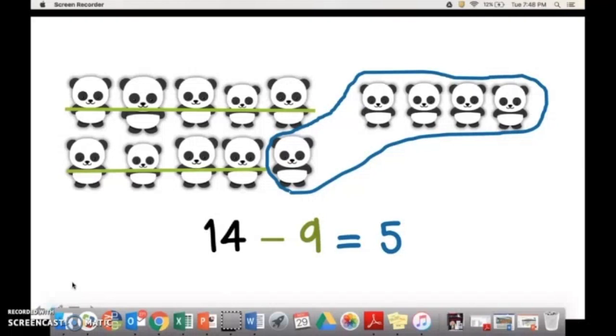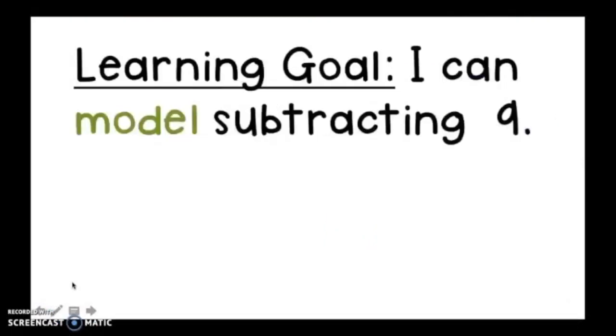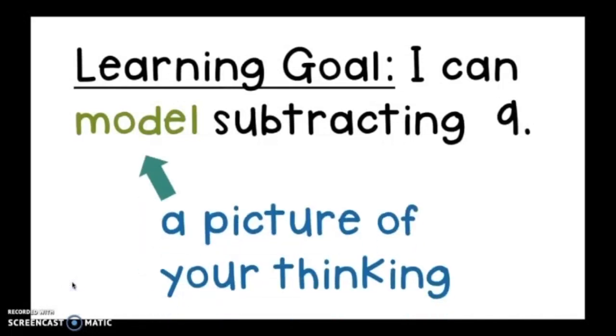It's just a little bit different than what we've been doing, because today we don't always have to subtract by pulling out the 10 first. I'm going to show you. Our learning goal today says, I can model subtracting 9. Go ahead and say the word model. Good job. Now model means to make a picture of your thinking. So I can model subtracting 9.